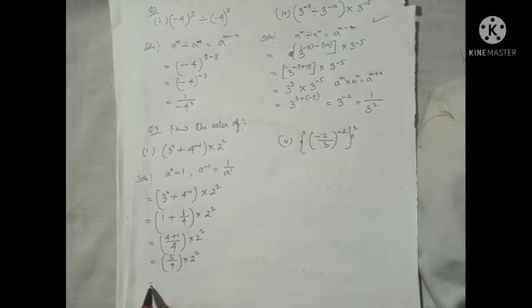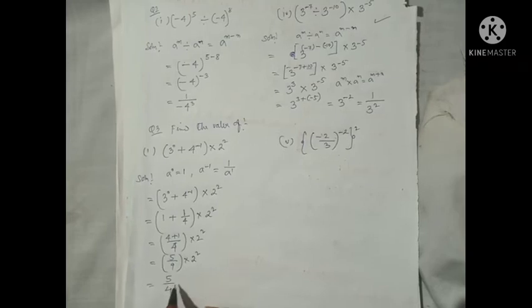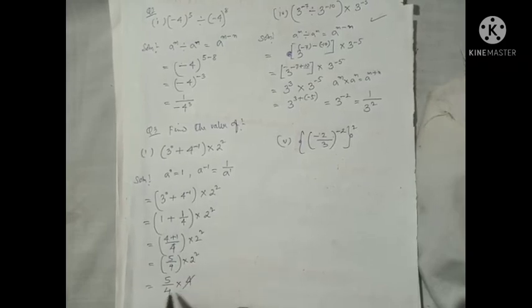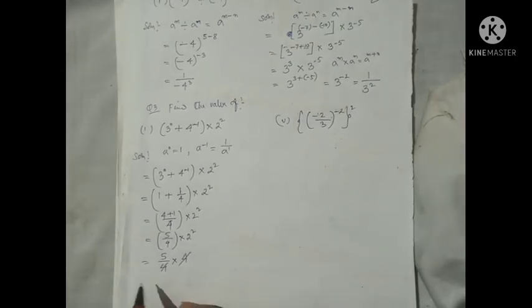That means 5 by 4 into 2 squared, 2 times 2 means 4. We can cancel this 4. Then the answer will become 5. 5 is the value of this question.